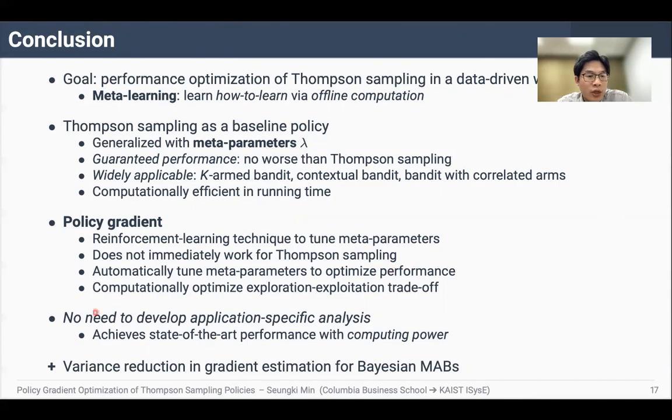With this framework, we believe you don't need to develop any application-specific analysis. We can just let the computers do the job, and the computers will learn how to achieve state-of-the-art performance using the computing power. And even though we skipped it, we are also suggesting techniques to reduce the variance of the gradient estimator in the Bayesian multi-armed bandit problem.